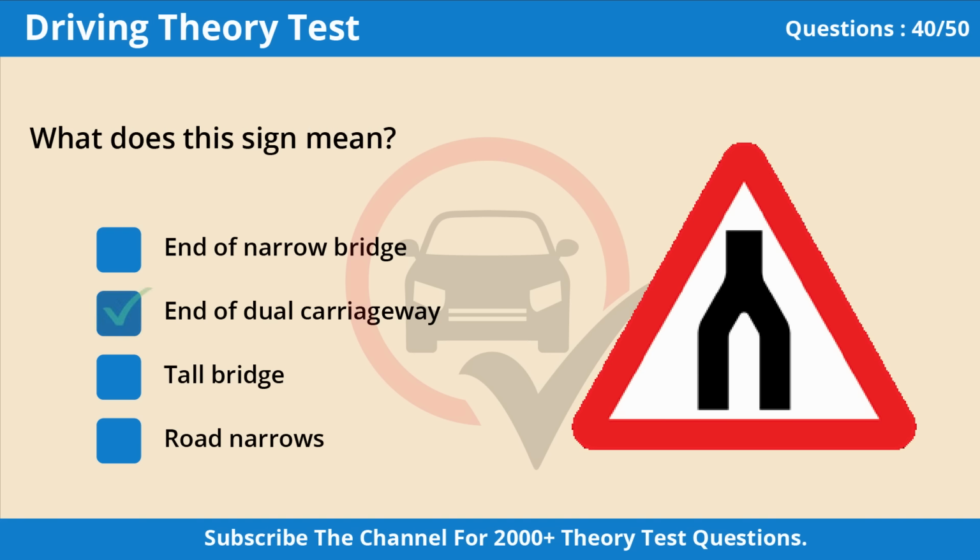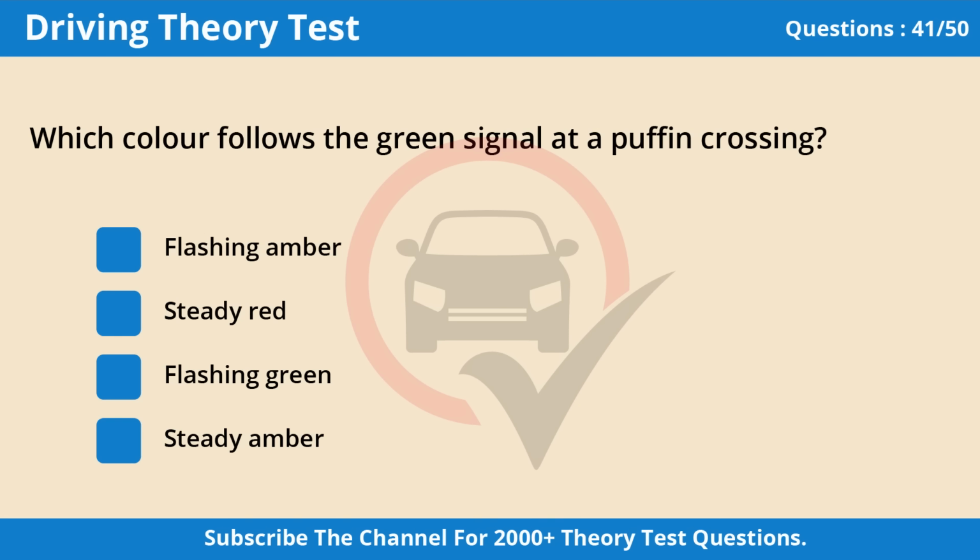B. End of dual carriageway. Question 41. Which color follows the green signal at a Puffin crossing? A. Flashing amber. B. Steady red. C. Flashing green. D. Steady amber.